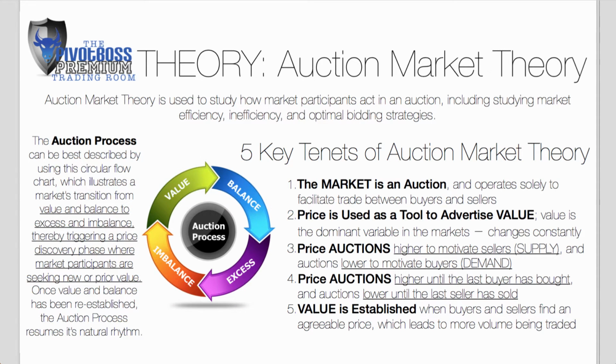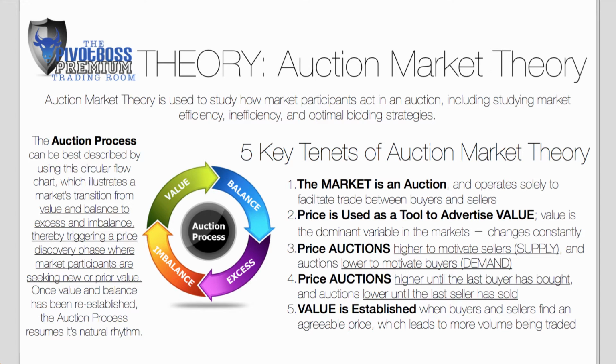So basically, this flow chart here gives you a great idea of how the market transitions between value and balance to excess and imbalance. And then again, how the process is recreated. So we'll see this in charts as well.